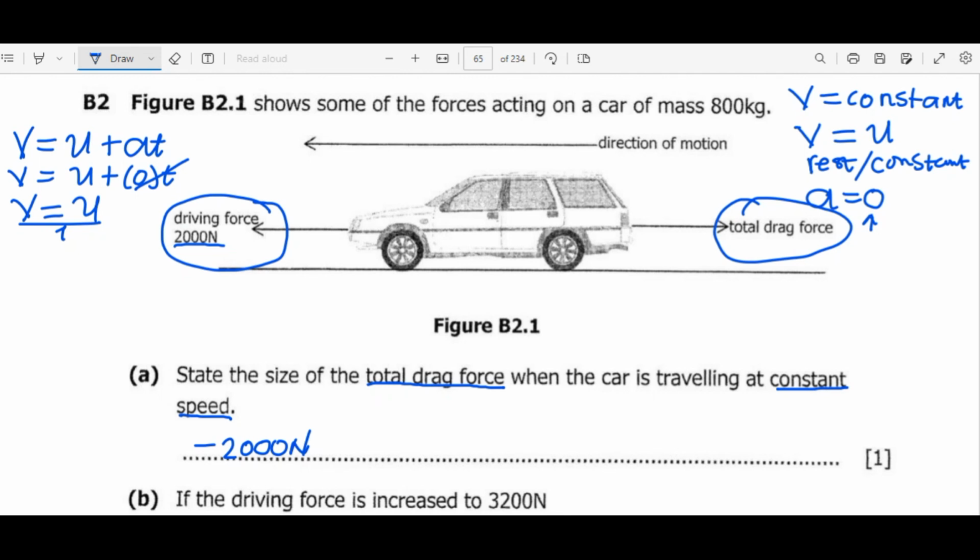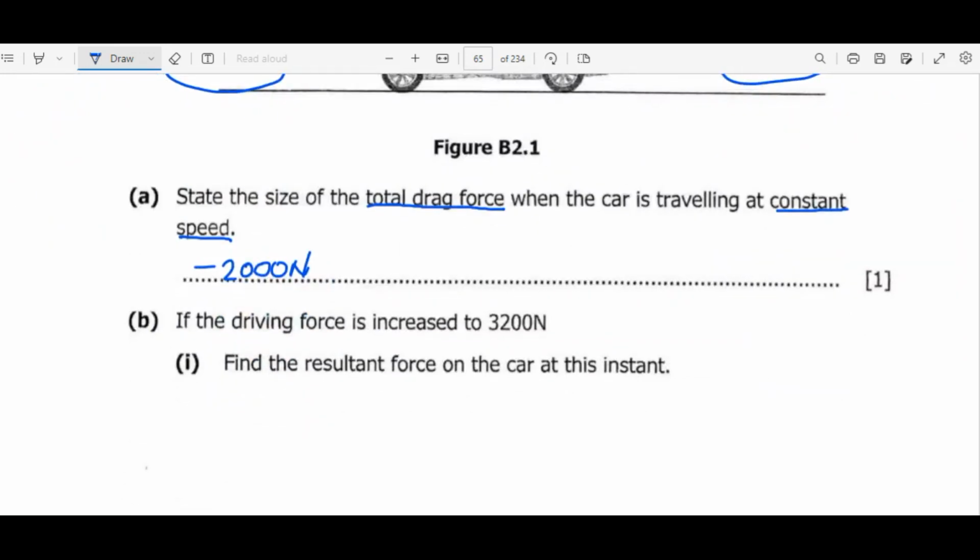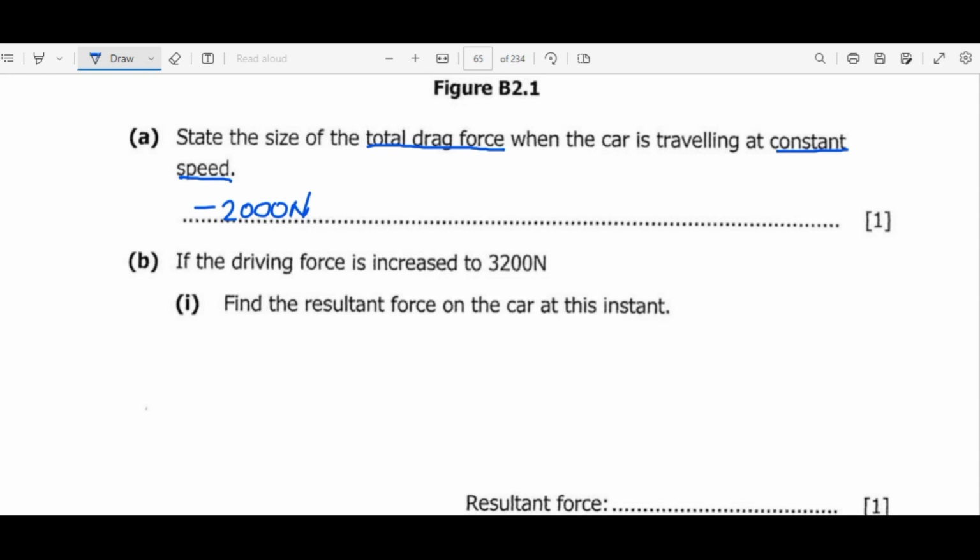To summarize our answer, whenever the drag force equals the driving force, the resultant force must be equal to 0. When the resultant force is equal to 0, the acceleration must also be equal to 0. Then the velocity must be constant. So that is what you're supposed to use when handling a question like this. Now let's move on to question B.